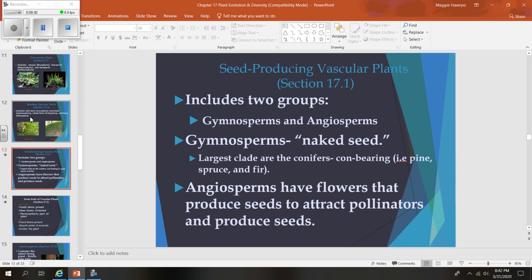And your angiosperms are going to have flowers that produce seeds, and these flowers are going to attract pollinators and then go through the process of fertilization to reproduce and produce more seeds or fruit.